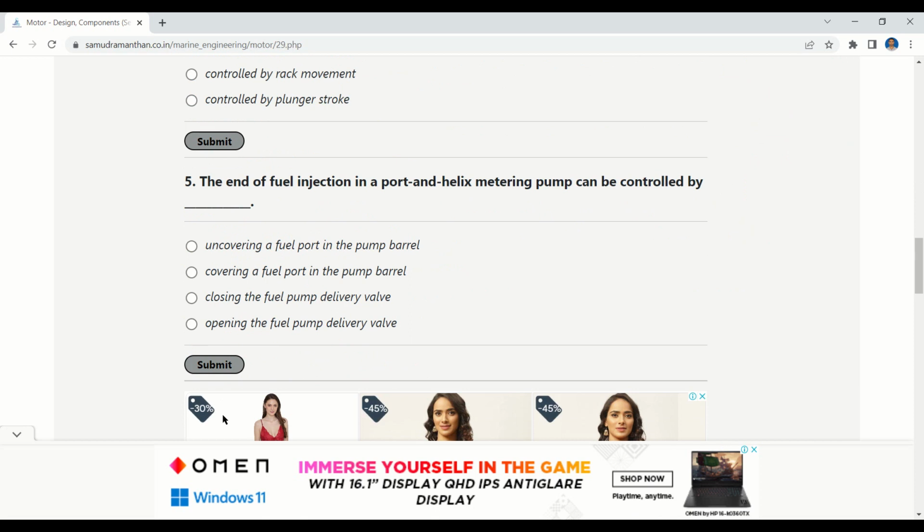Our next question is: the end of fuel injection in a port and helix metering pump can be controlled by? The options given are uncovering a fuel port in the pump barrel, covering a fuel port in the pump barrel, closing the pump fuel delivery valve, opening the fuel pump delivery valve. The correct option should be uncovering a fuel port in the pump barrel.